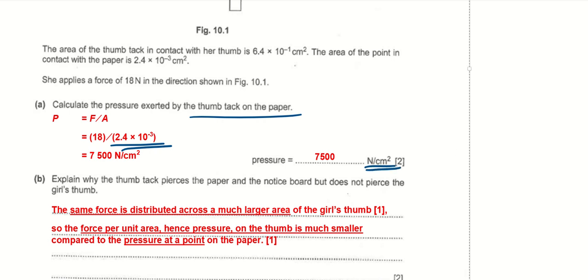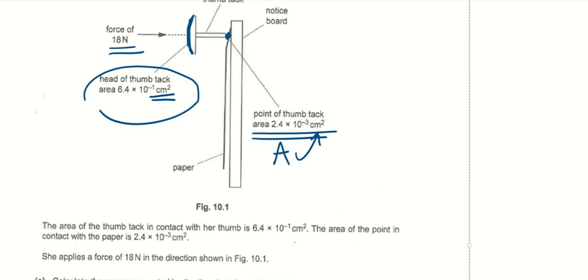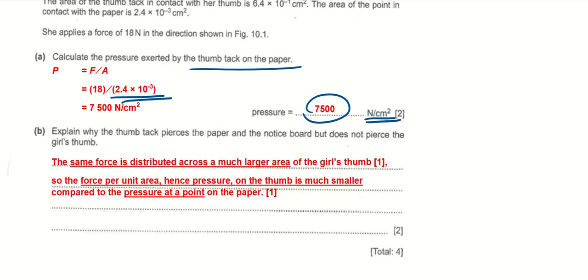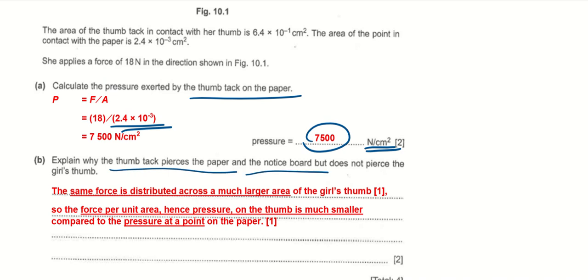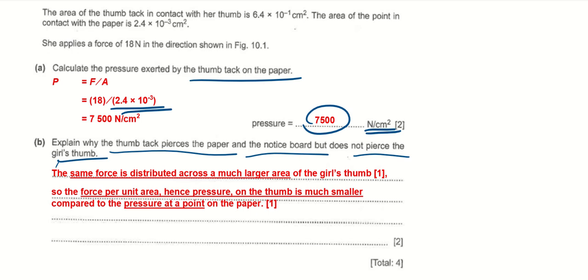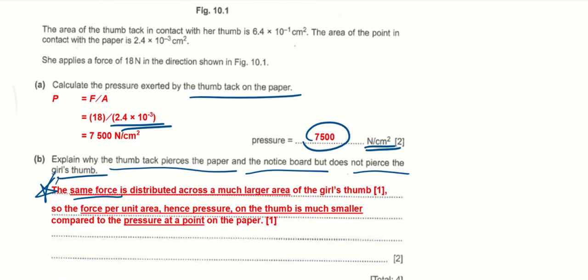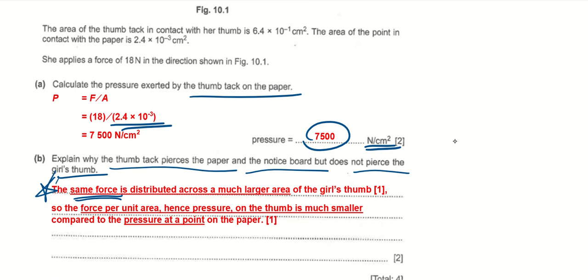You see, they are quite kind. They never expect us to change it to Pascal or Newton per meter square. If not, then we have to convert the area to meter square. Okay, so we have 7500. Explain why the thumbtack pierces the paper and the notice board but does not pierce the girl's thumb. So you need to know this. The girl exerts the same force on the thumbtack head and also on this part of contact. Okay, it's the same force of 18 Newton, but it is now distributed across a much larger area of the girl's thumb, right? So the force per unit area, hence pressure on the thumb, is much smaller compared to the pressure at the point on the paper.